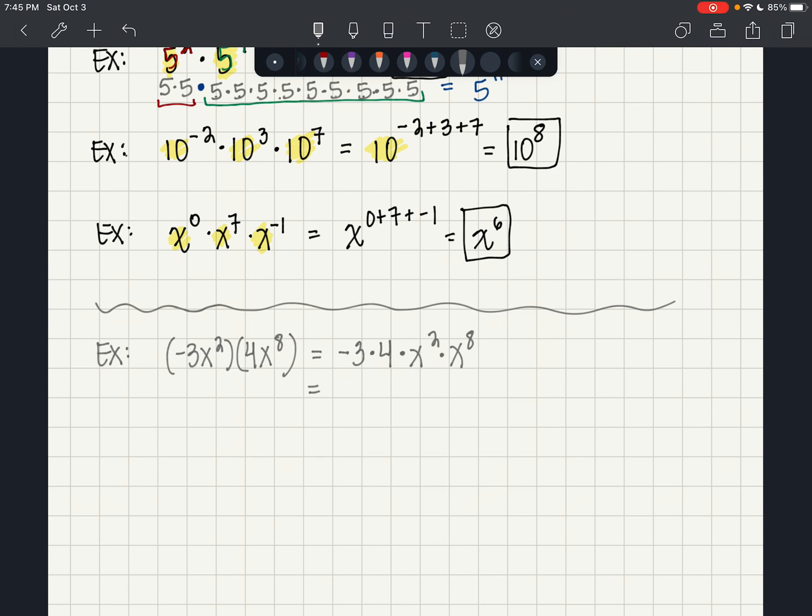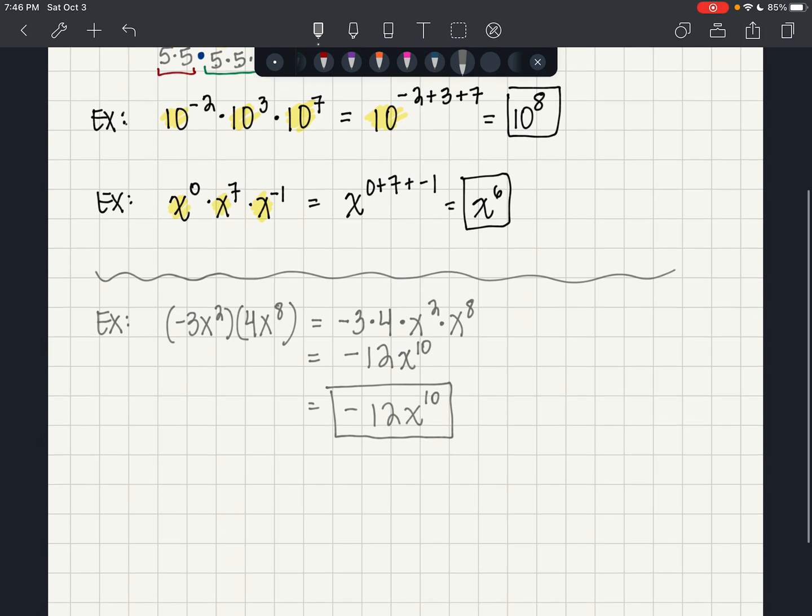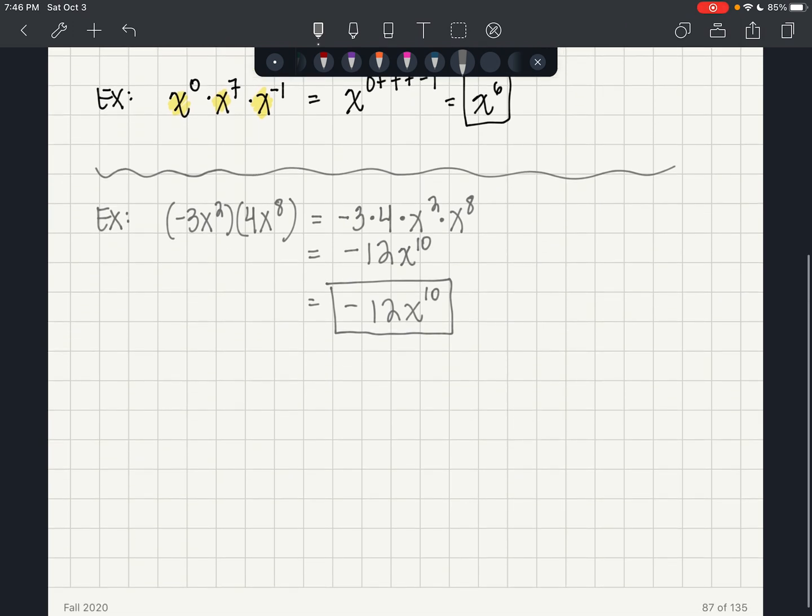Well, negative 3 times 4 is negative 12. And x squared times x to the 8th, we retain the base and we add the exponents. 2 plus 8 is 10. So our answer is negative 12x to the 10th power. So negative 3x squared times 4x to the 8th is negative 12x to the 10th power.